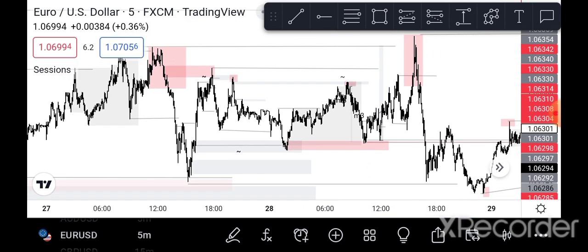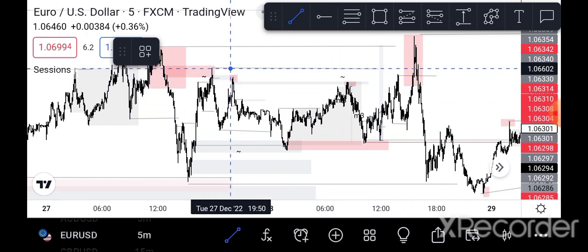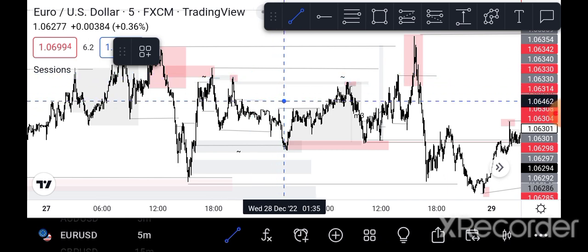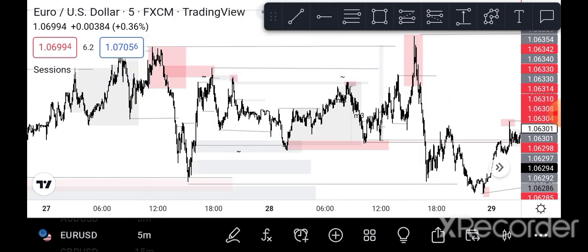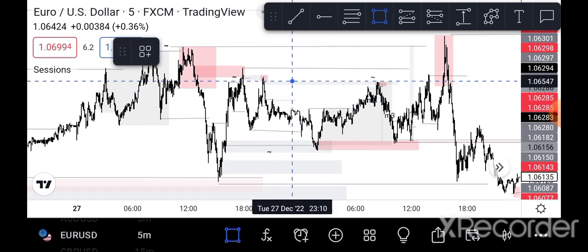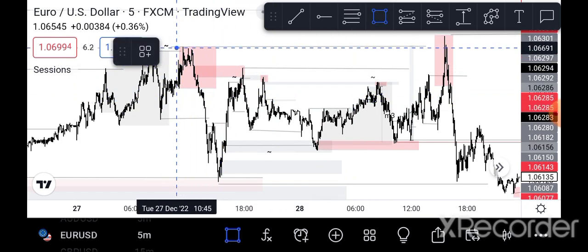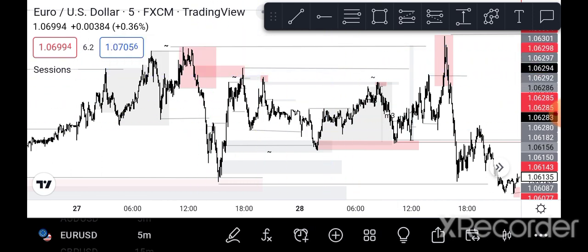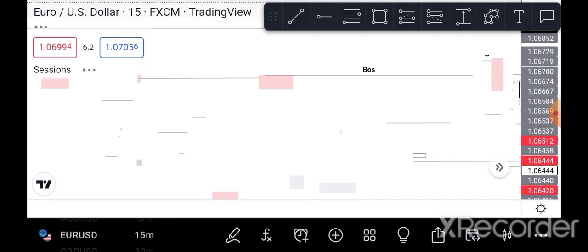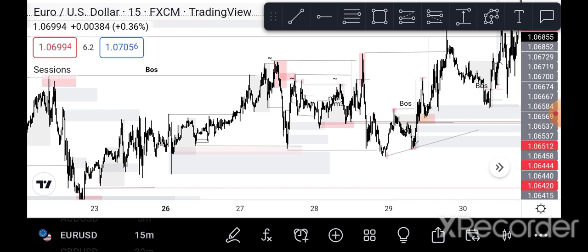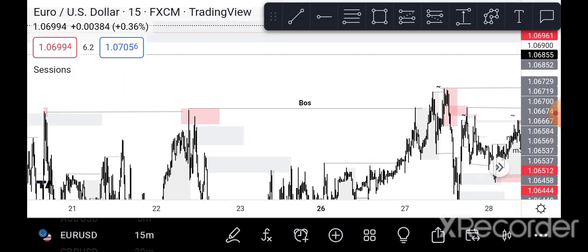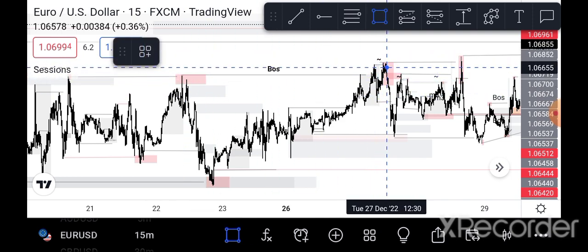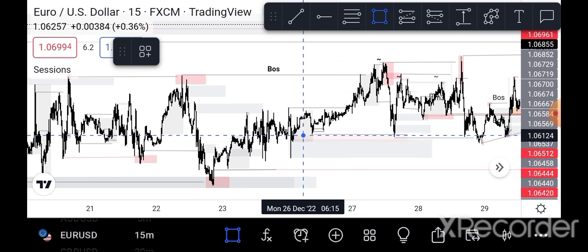So now we know that we have already mitigated the supply here, and from the higher time frame, we know that this is our target. 15 minutes. So you remember from the higher time frame, we are bullish. This is the higher high. This is the break of structure. Price comes to test our zone, our range that caused the break of structure.